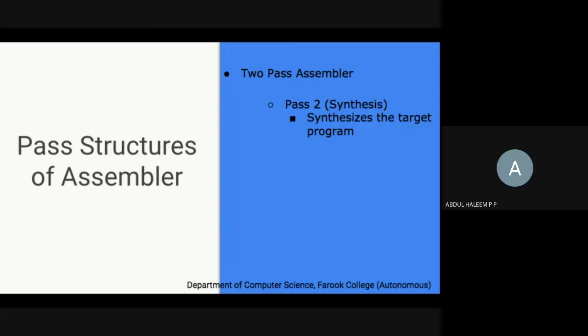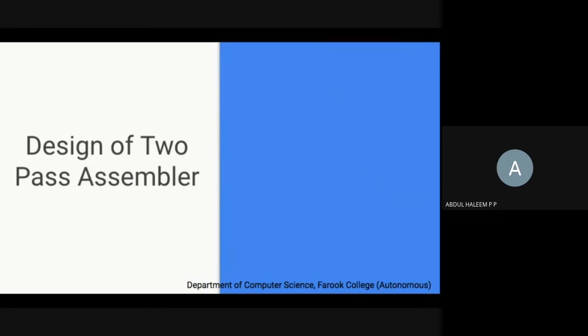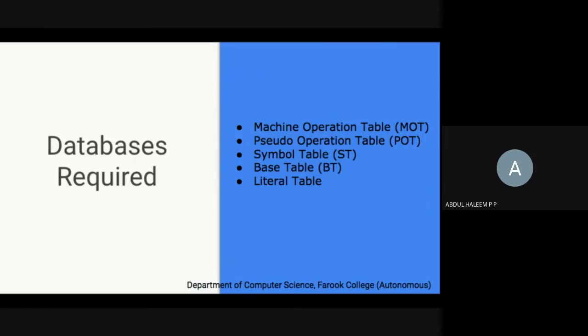To achieve this entire thing, let us now look into the design of a two-pass assembler. For this purpose, the assembler will require a lot of databases: machine operation table, pseudo operation table, symbol table, base table, and literal table. These are the databases required in the assembly process.